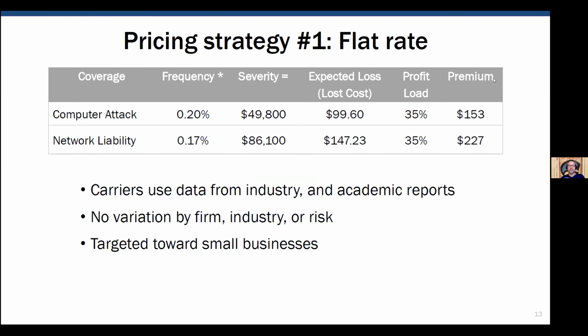The first is just a flat rate. So based on whatever industry reports or analysis have been done, they come up with some number for a frequency of event as a percentage, some estimate of the loss, and add on a profit loading and come up with a premium. So these policies here were geared for small companies. They come up with a number of $153 or $227. And it's really nothing more sophisticated than that. And that's just the cost of these policies for all firms within this range.